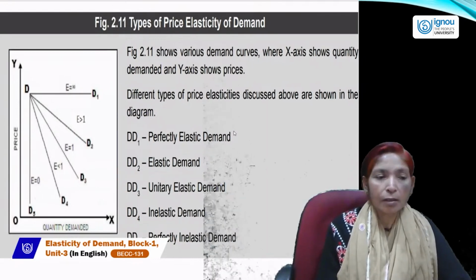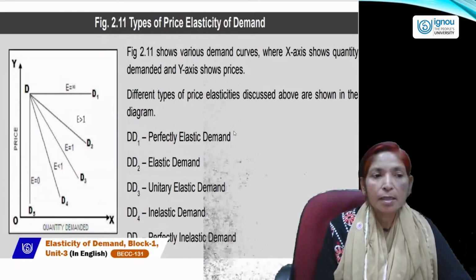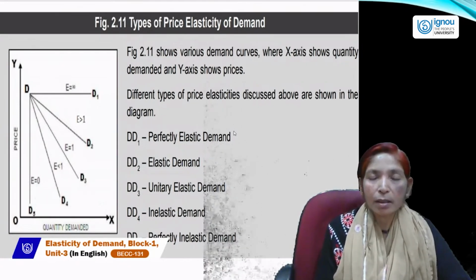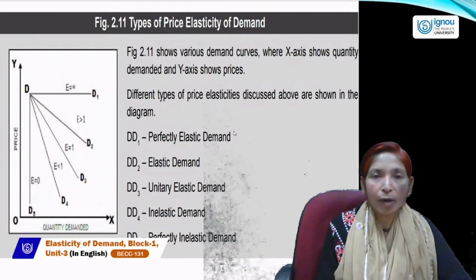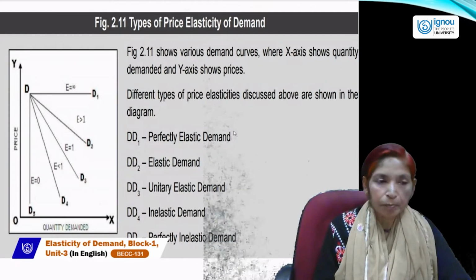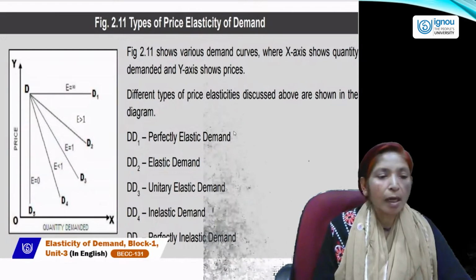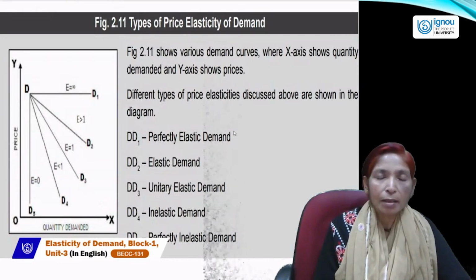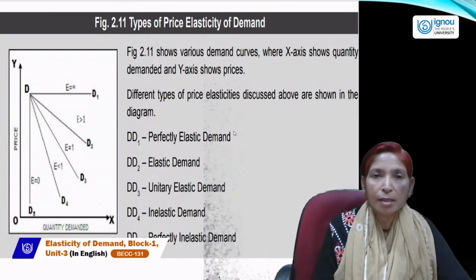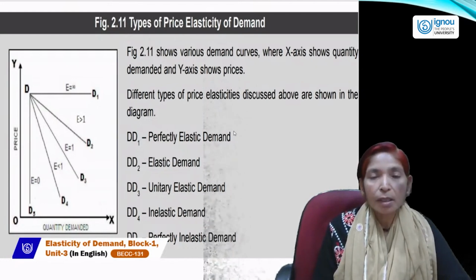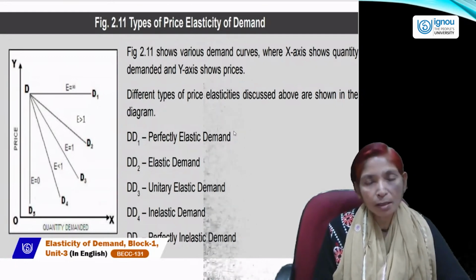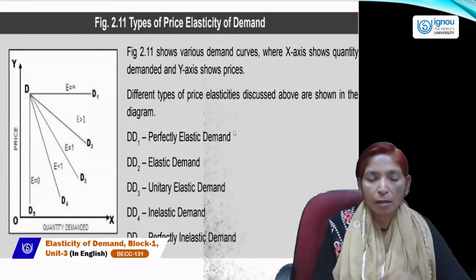And the D3 curve is a normal curve, in the center between the less than 1 and more than 1 curves. So in this case, elasticity of demand will be equal to 1, or unitary elastic demand exists in the case of the D3 curve. And the D4 curve is steeper, and here the percentage change in quantity demanded is less than the percentage change in price. So in the D4 curve, elasticity of demand will be less than 1. So we can present all these degrees of elasticity of demand in a single diagram in this way.